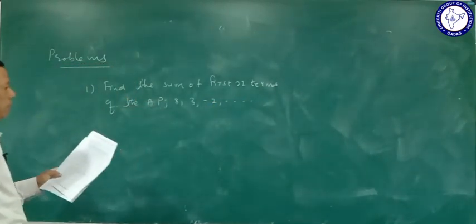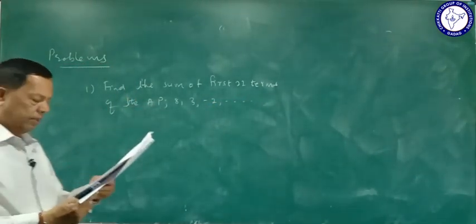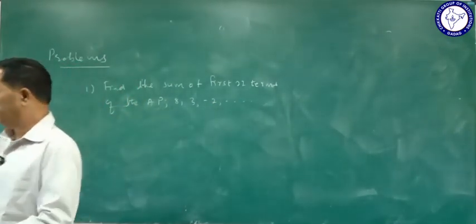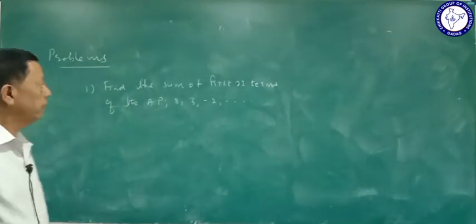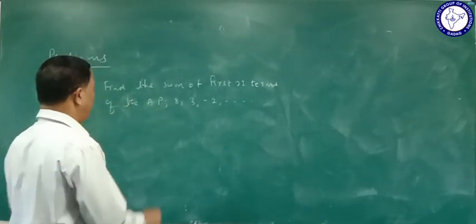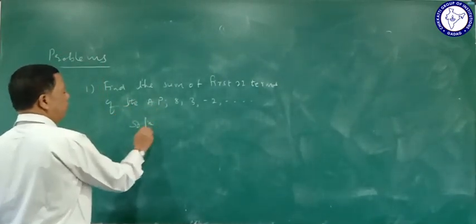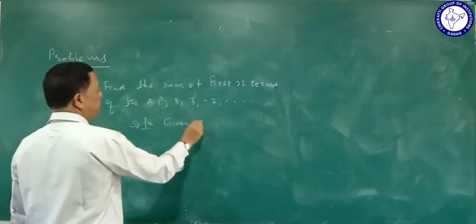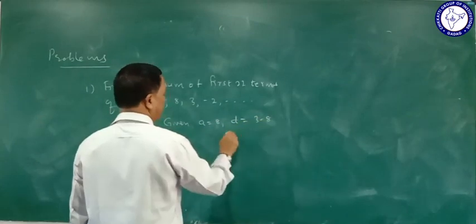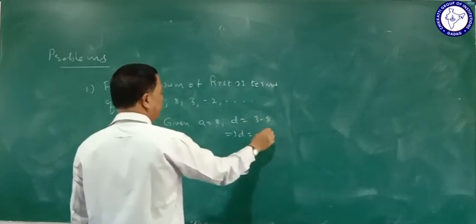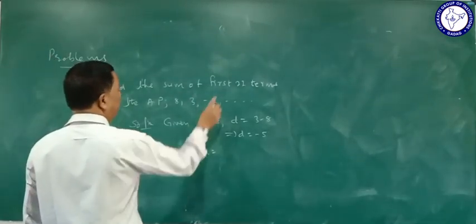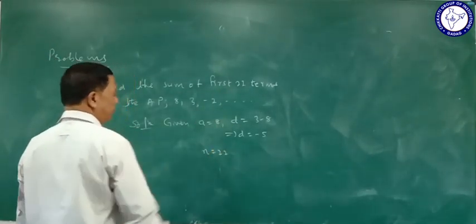Here you have to understand how to calculate the result. The sum of the first 22 terms of the AP is to be calculated. This is an AP, the common difference is there, it is already given as an AP, so there is no need of checking. In the solution, what is given? The first term is 8. The common difference is 3 minus 8, which means minus 5. And n is equal to 22.